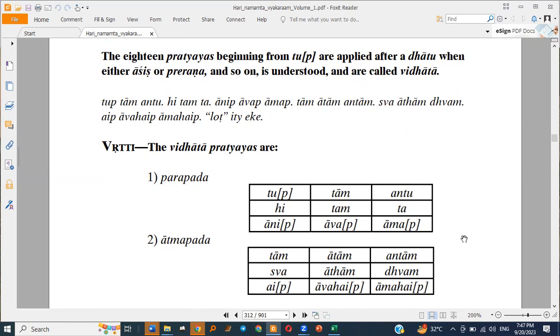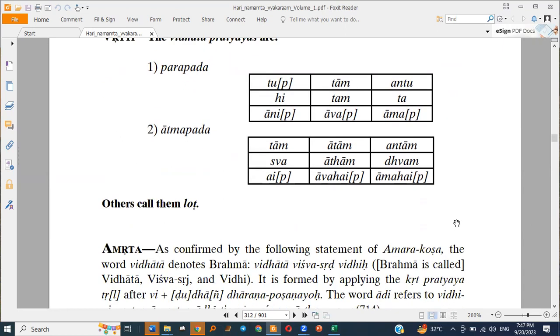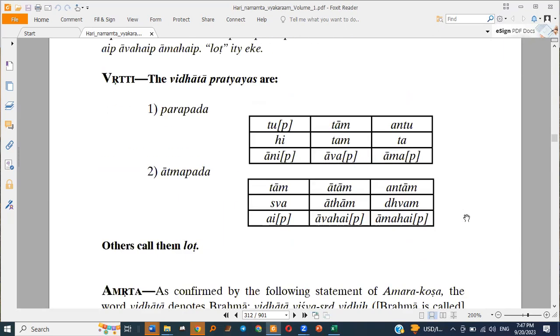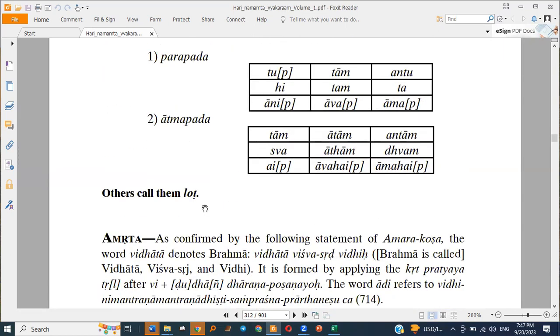And they are used in the sense of ashi and prerna. Ashi means blessing. Prerna is motivating someone to do something. Generally in blessings, in scriptures, we use this. In other grammars, it is called lot lakar. So achyuta is lat, then vidhi is vidhiling, then the vidhatri is lot lakar.